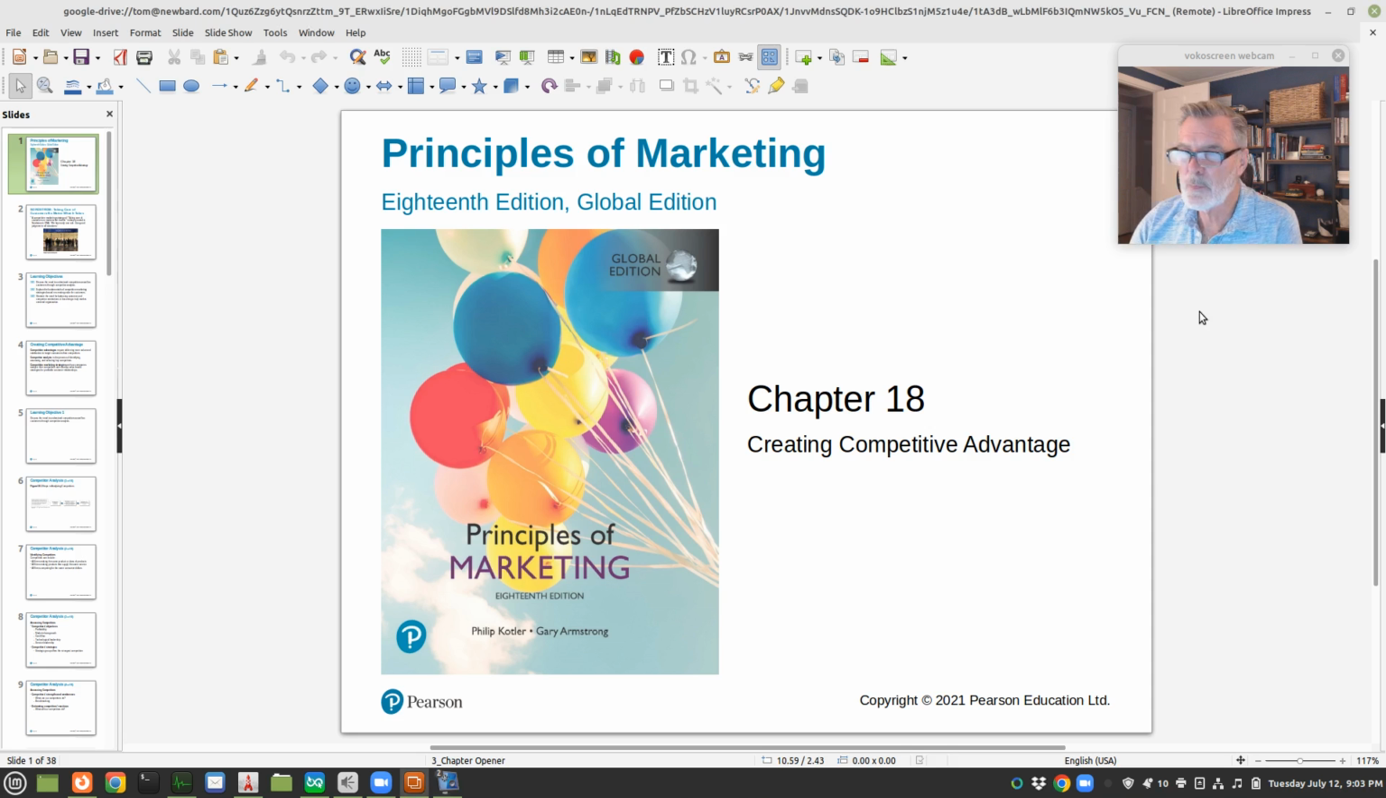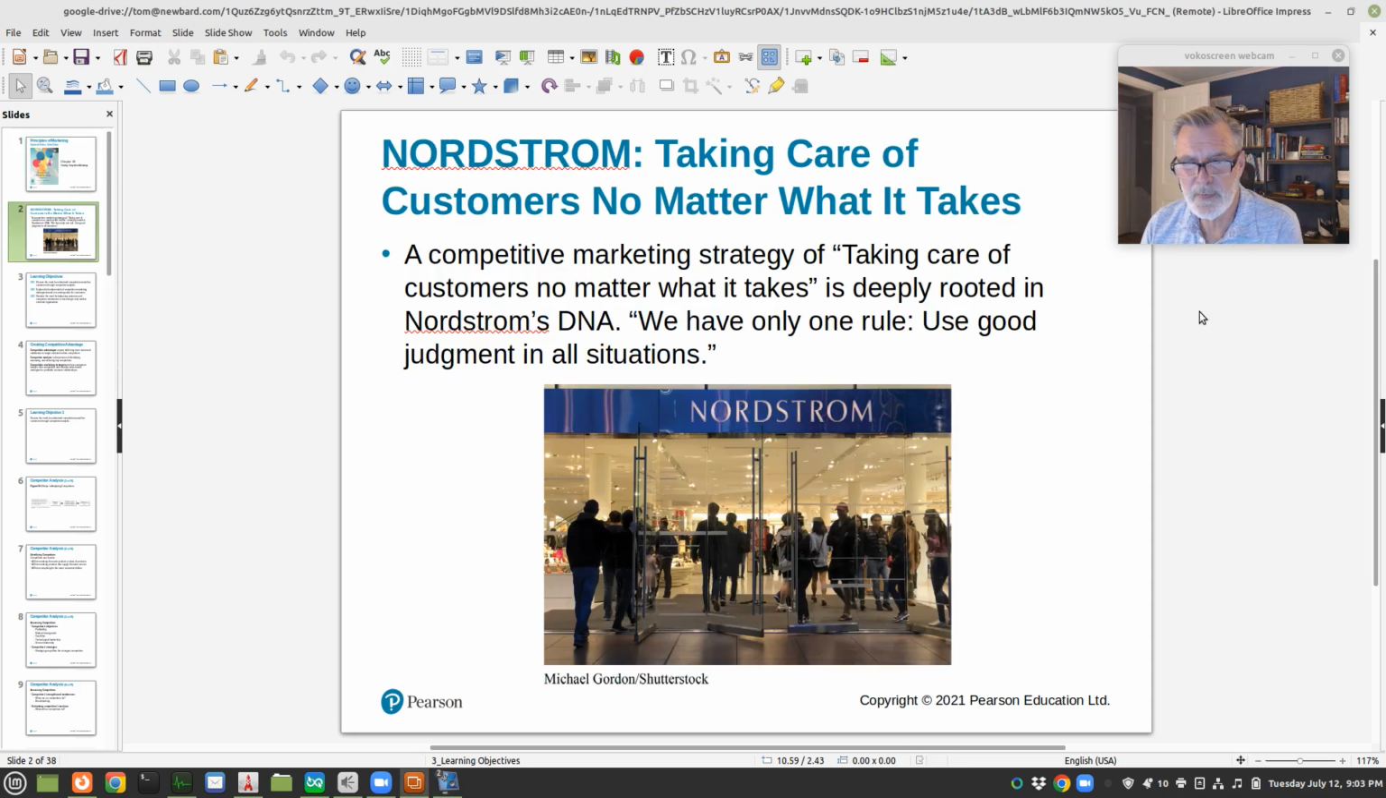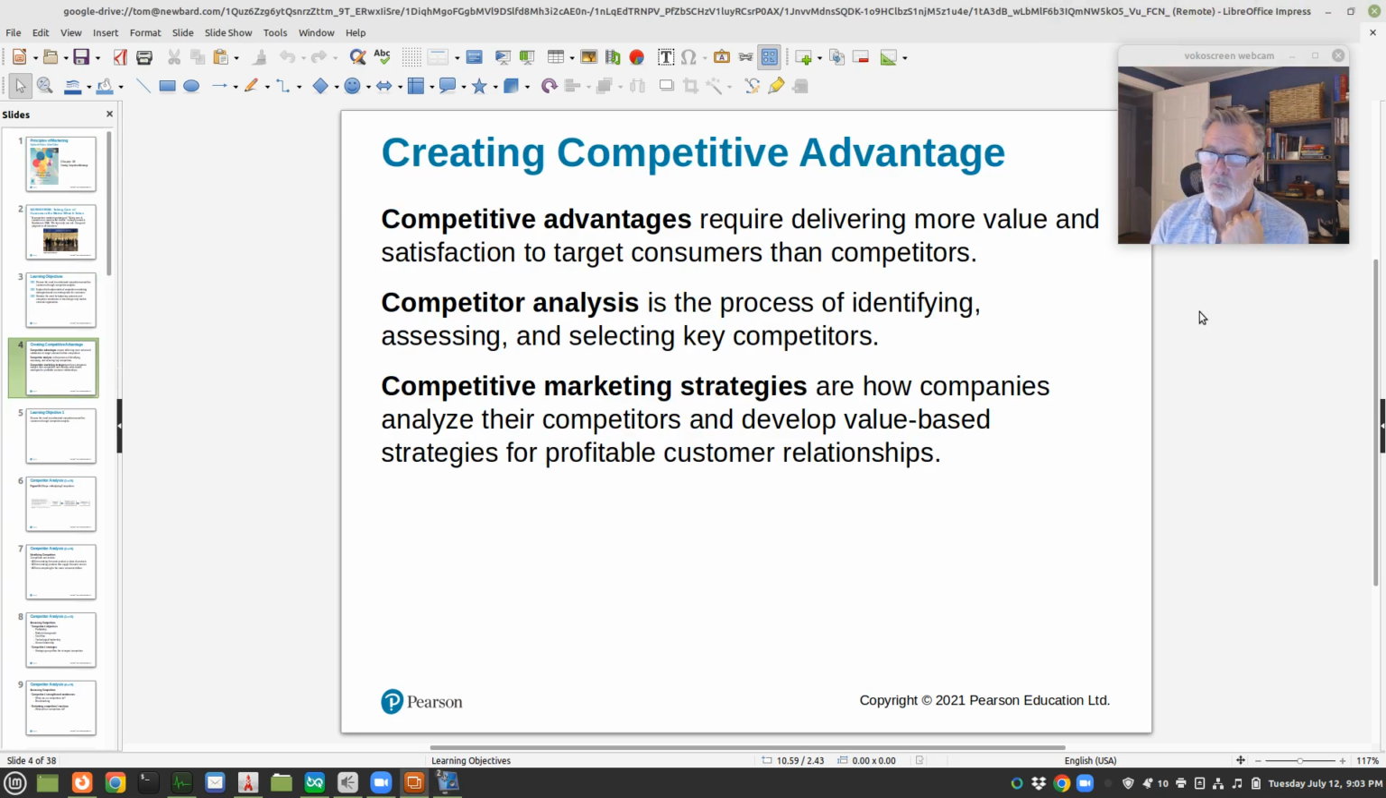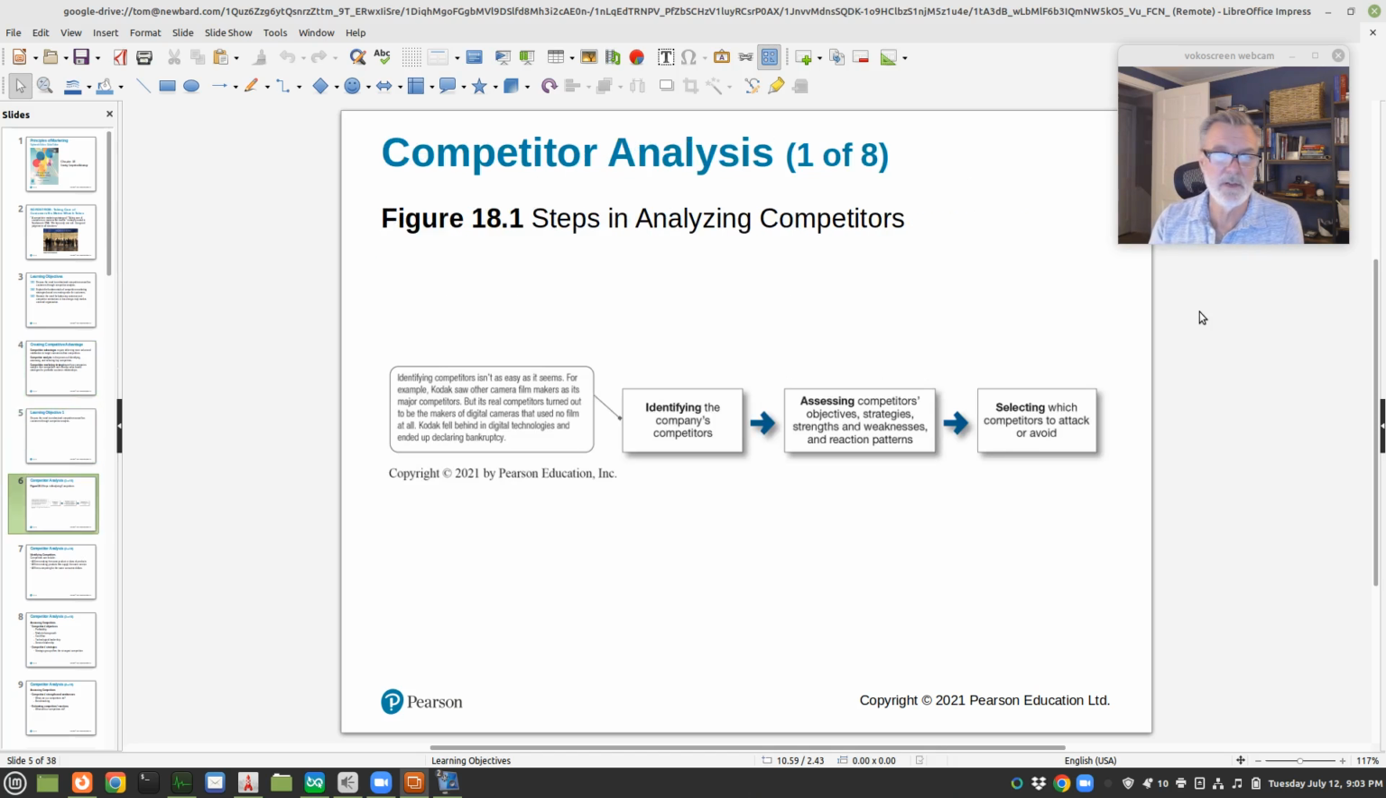So let's just do a quick overview of 18, which is starting to talk about competitive advantages. You have to understand what customers value in what you do and what customers value in what your competitors do. And then you can begin to figure out a strategy to say, okay, how can I become more important to a particular set of customers and my competitors?